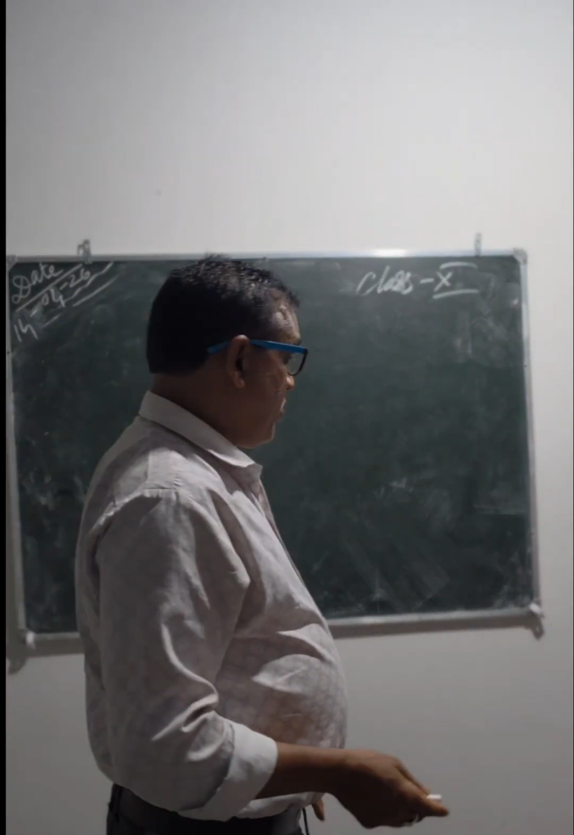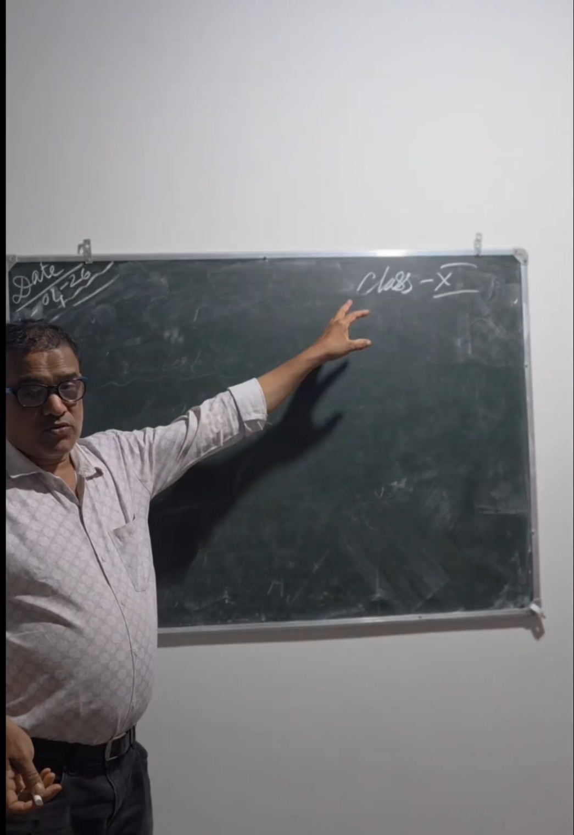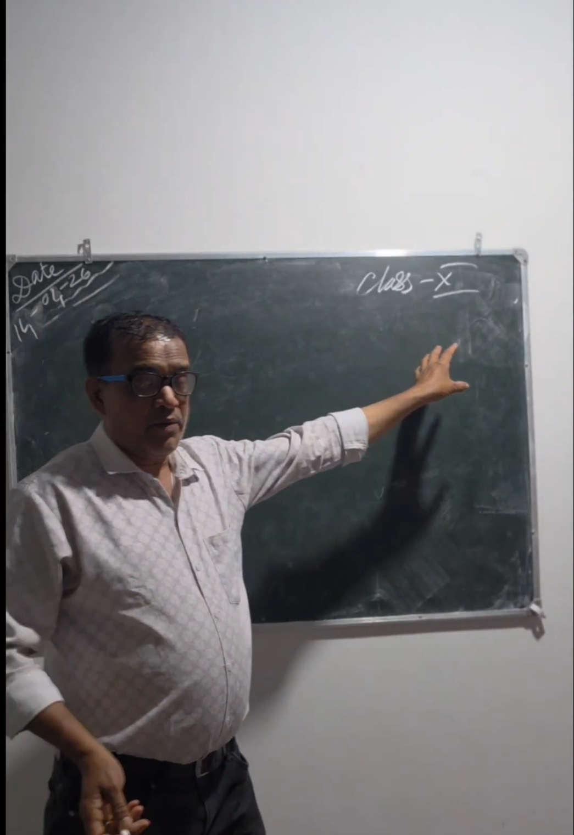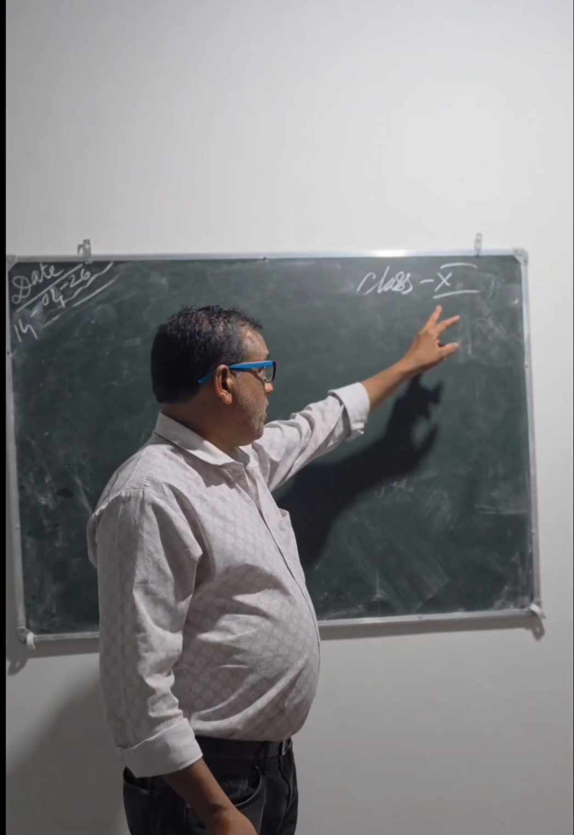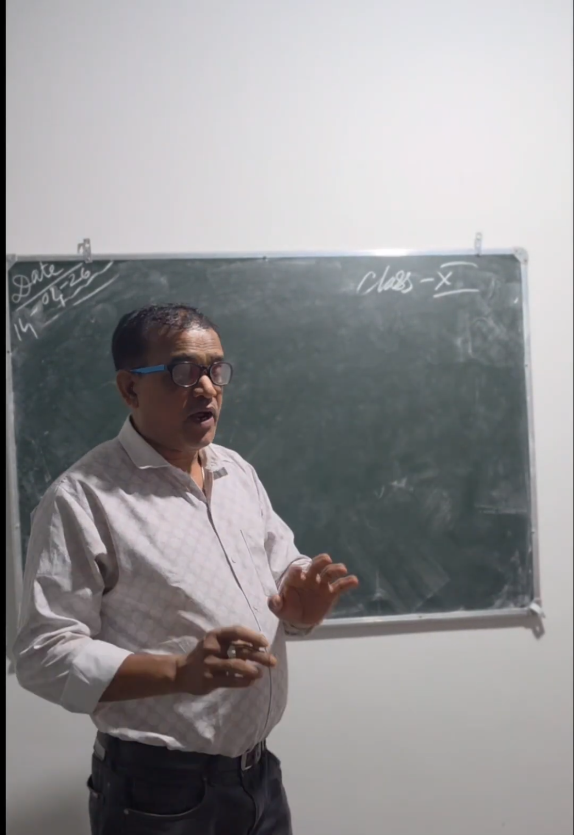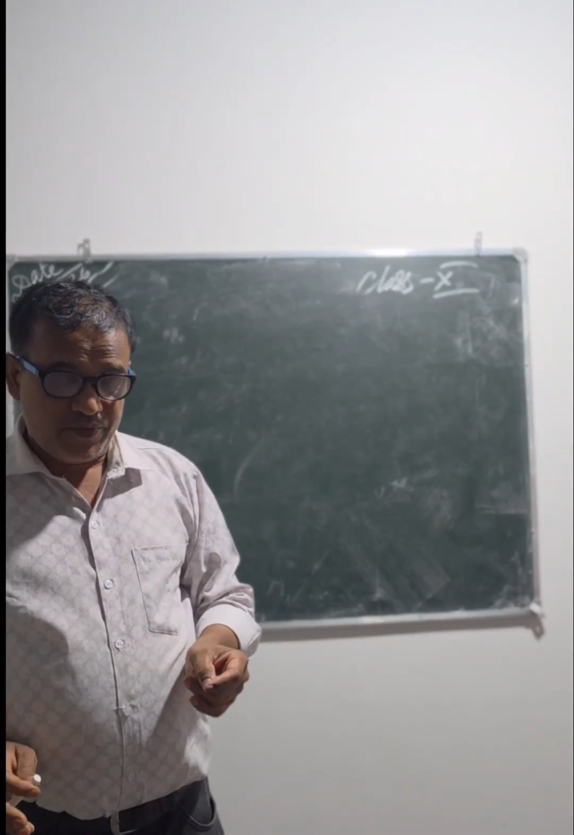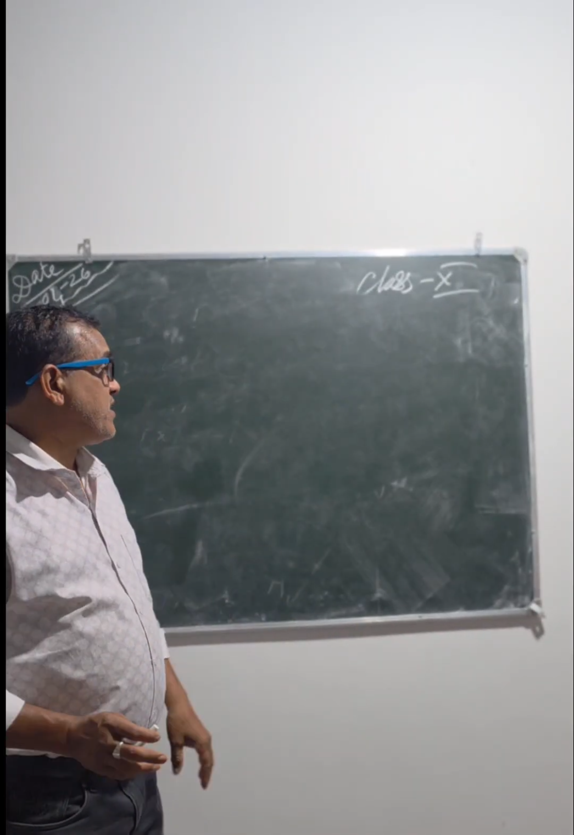Hello, my dear students. I am going to start something for class 10: solving simultaneous equations with two variables. First of all, about the cross multiplication: how to solve different types of simultaneous equations in two variables by using the cross multiplication method.